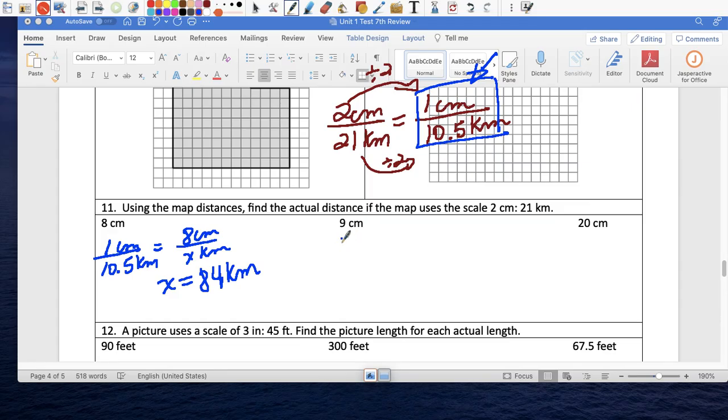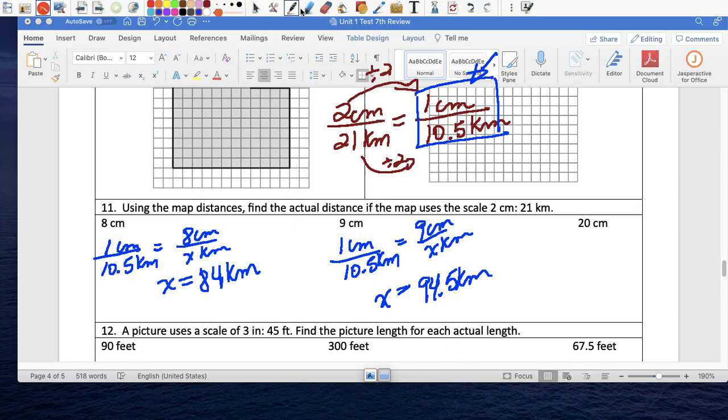And repeat the process again. So this problem is kind of boring. 9 centimeters, x kilometers. And this time around, we want to know what 9 centimeters would be in real life. X kilometers, and then 9 times 10.5 is 94.5 kilometers.